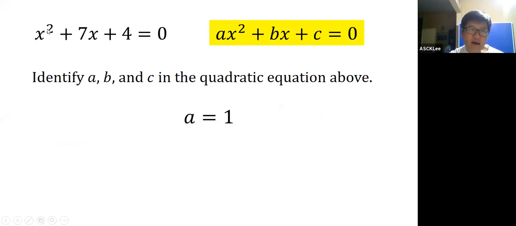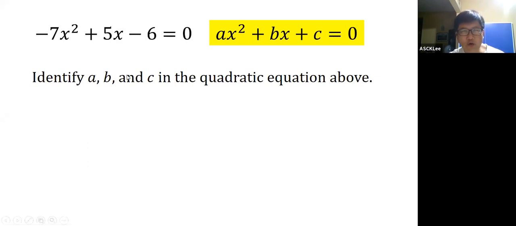X squared here means that there is a 1 in front. So A is 1, B is 7. If you compare with this, B is 7. And if you compare with this, C is 4. Very, very easy to identify A, B, and C once your quadratic equation has been transformed into the standard form. Now let's look at this other quadratic equation.